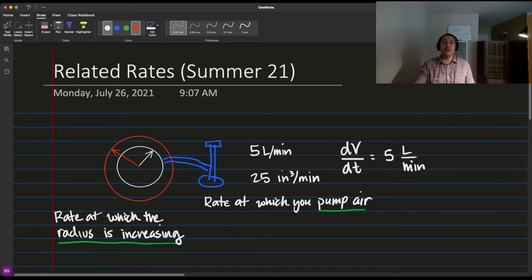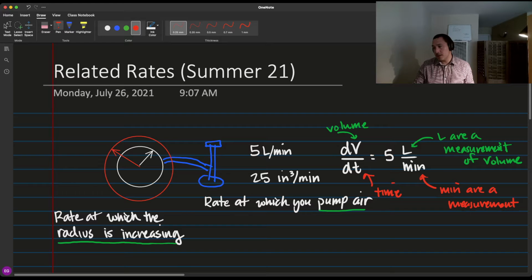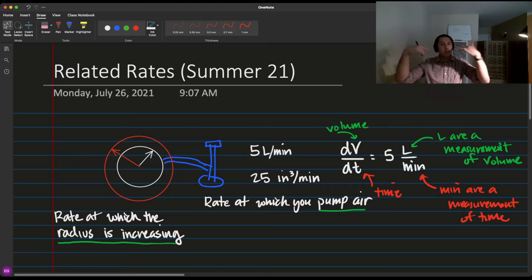Now, how do you figure out the appropriate units? It actually helps you to look at the derivative. If you look at the derivative, do you see how it's V on top and V is volume? And what can you measure volume in? Liters. Liters are a measurement of volume. And then you look on the bottom, T stands for time, and minutes are a measurement of time. So do you see how that's how I know it's dV/dt? Because it's liters per minute, like the units will match.